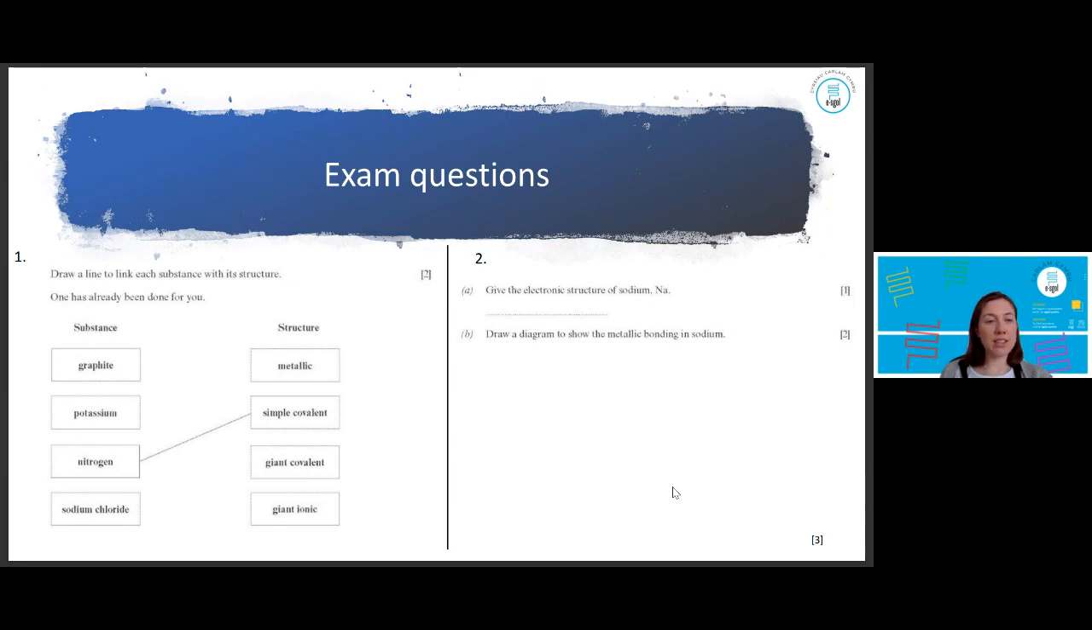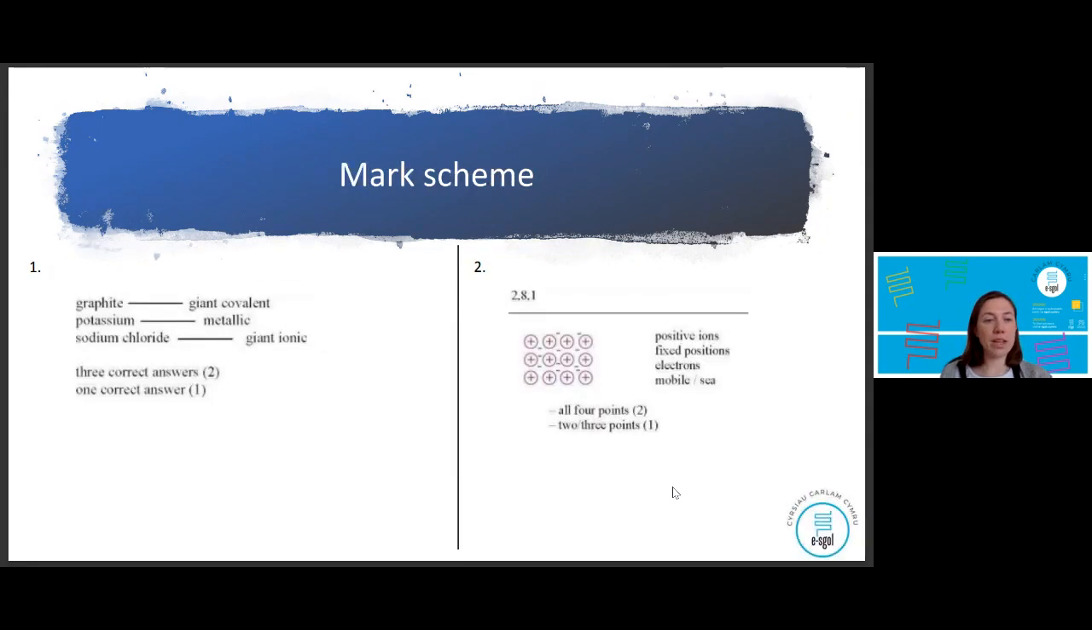So let's have a look at the mark scheme. So graphite is in fact giant covalent, potassium is a metal, so the bonding would be metallic, and sodium chloride is ionic, sometimes seen as giant ionic. So if you see giant ionic, don't confuse that with giant covalent. Okay, and then we're looking at sodium, which has an electronic configuration of 2,8,1.